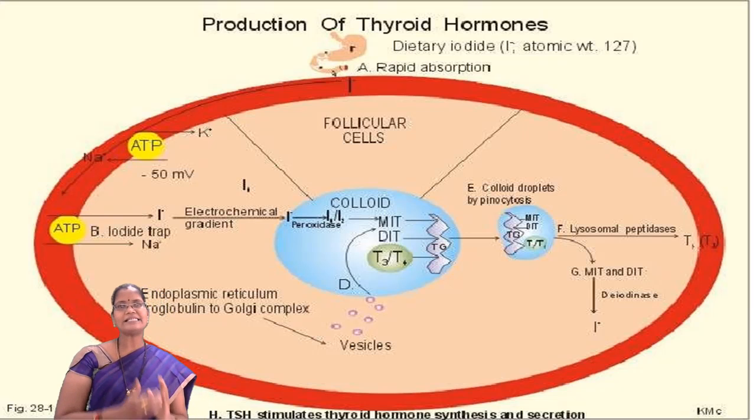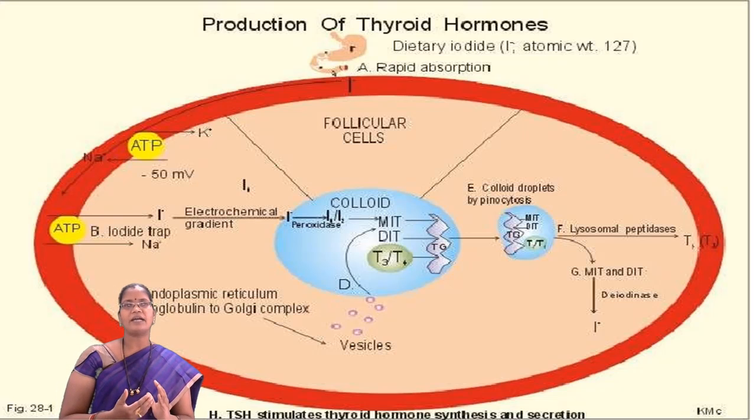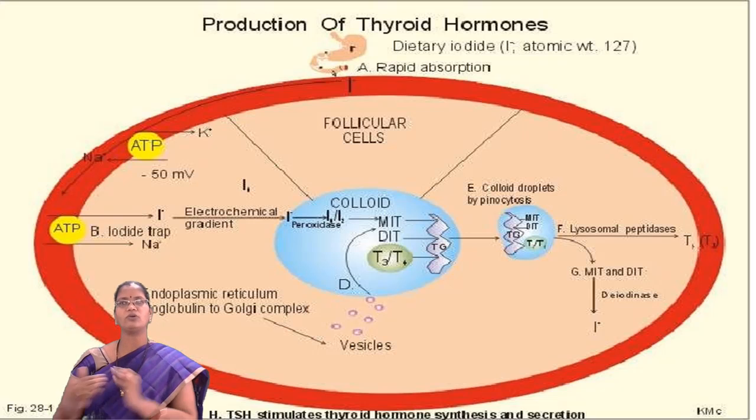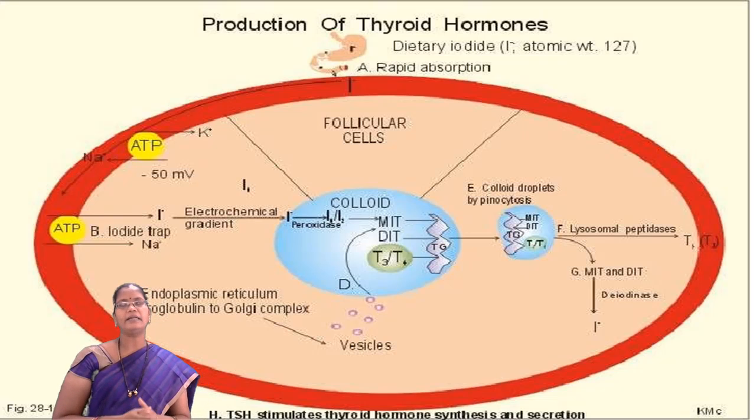Once it has entered the follicular cells, it will be oxidized. That means I minus will be converted into I2. Then from the follicular cells it will move into the colloid. In the colloid it will undergo organification. That means iodine will be added to the thyroglobulin tyrosine residues and form monoiodotyrosine or diiodotyrosine, and thus it is attached to the thyroglobulin and stored.